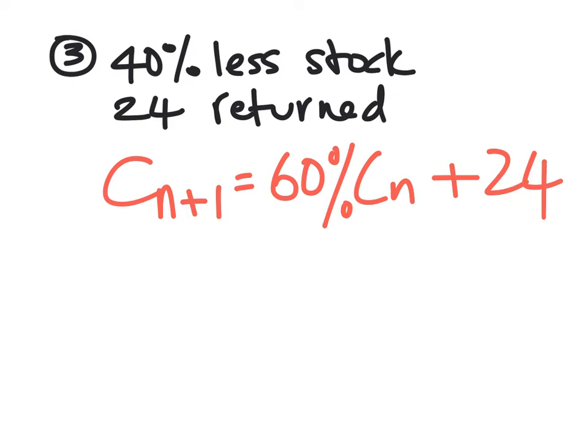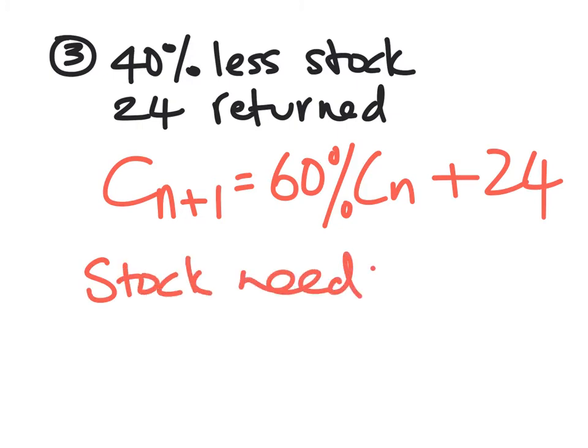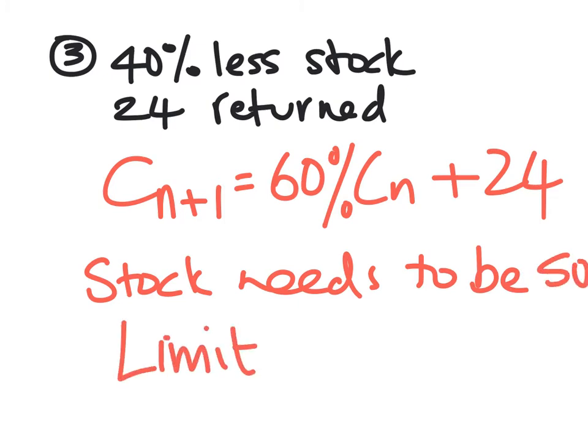So if you turn that into a recurrence relation, question says that the stock needs to be 50. So if you can work out the limit and then check that number against the 50, you'll know whether the company is going to survive or not.